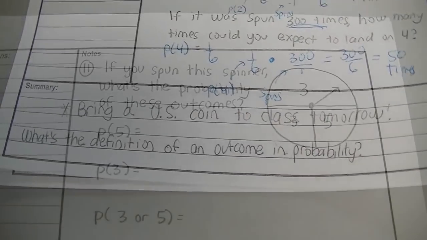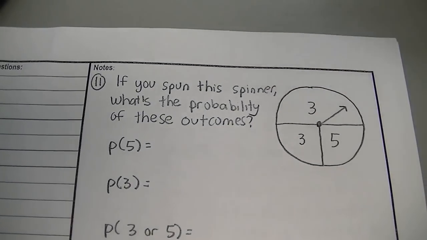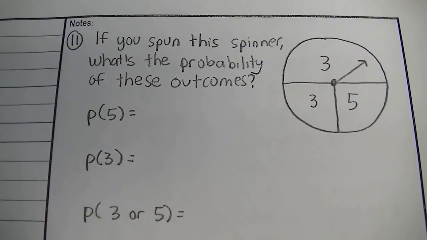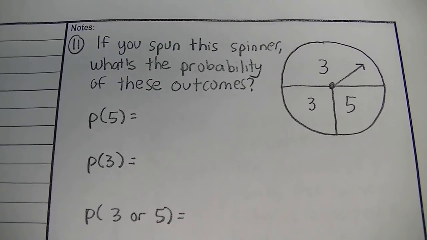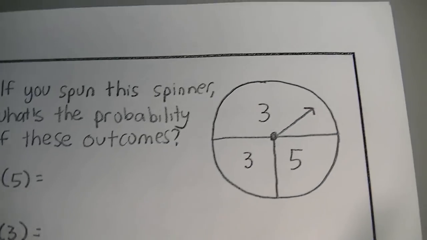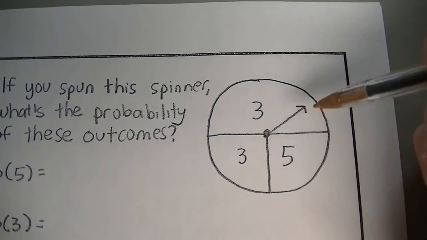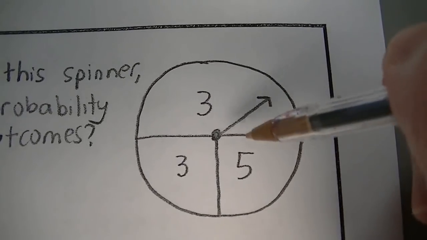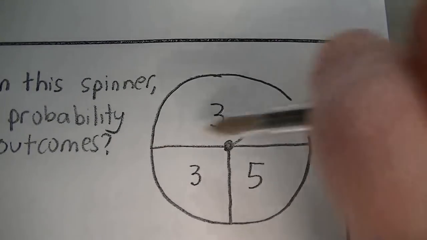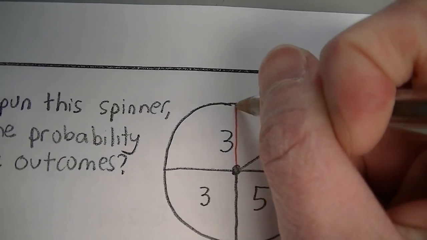I already told you. Number 11 says, if you spun this spinner, what's the probability of these outcomes? Well, the probability of landing on a 5. And I know some of you are going to be like, oh, it's 1/3, but it's not. Remember how we're all about having a fair two-sided coin and stuff? Well, we also have to have fair spinners. And when I look at this, I'm like, whoa, that section up here is totally half of it. So we need to make it to where it's fair, okay?